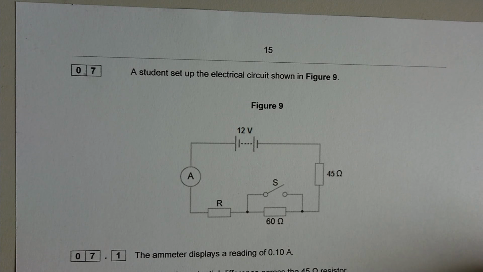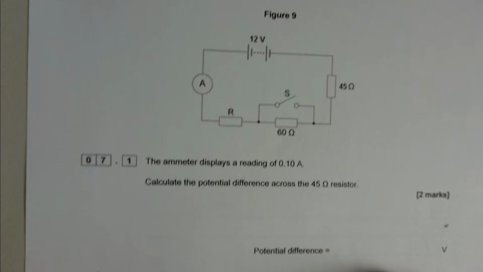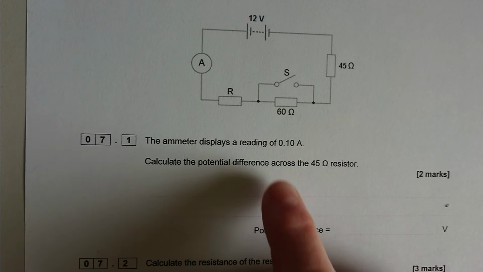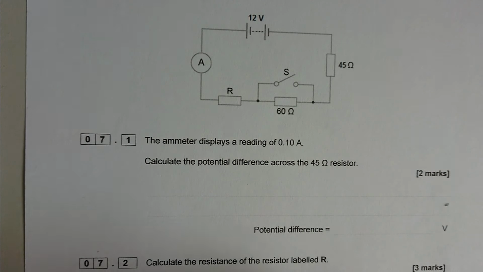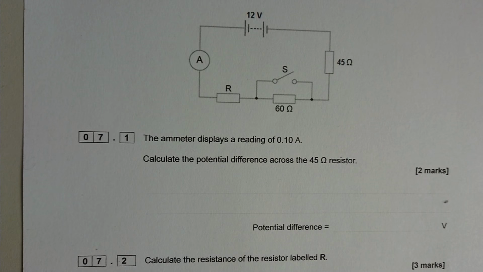Let's start with an easy one. Here, this is an exam question from an AQA paper. A student set up the electrical circuit shown in figure 9. There we go. Now, the ammeter displays a reading of 0.1 amps. Calculate the potential difference across the 45 ohm resistor. So at this point, we break out our friends.